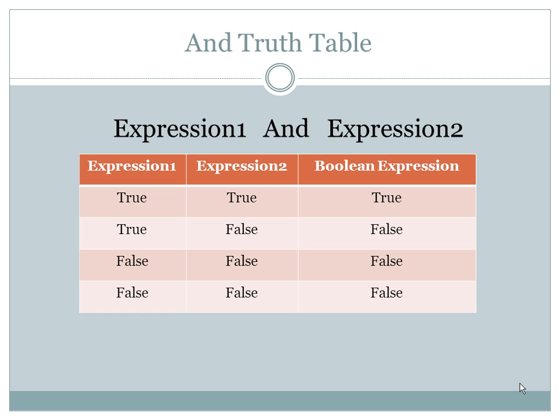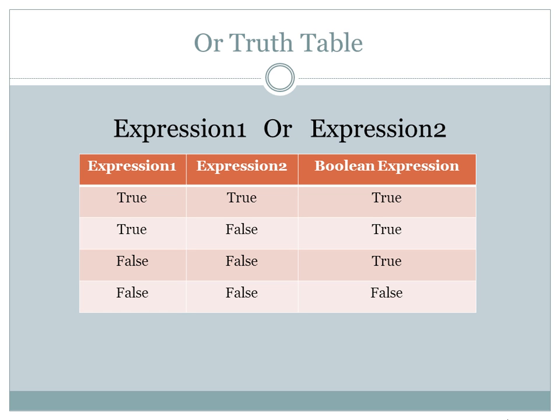Now you can look at a truth table, and truth tables basically express this. So if you have expression 1 and expression 2, both would have to evaluate to be true in order for the entire Boolean expression to evaluate to be true. If either is false, the whole expression is false. With the OR truth table, if either is true, then the Boolean expression is true. If both are false, then it's false.